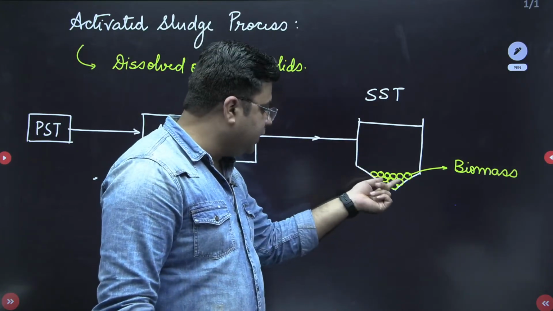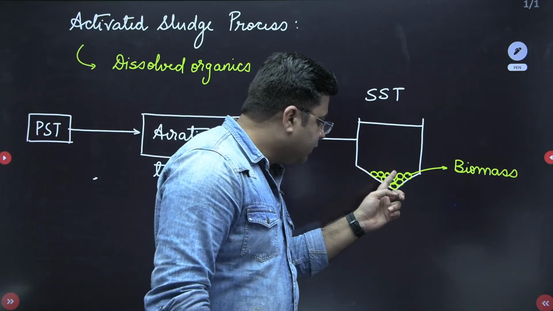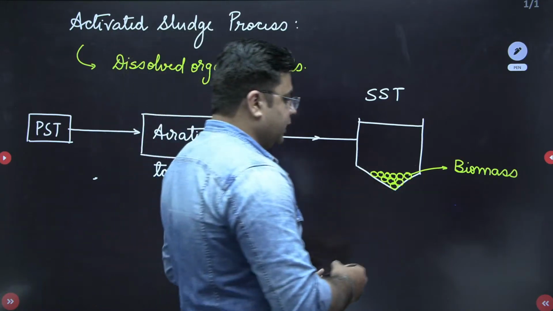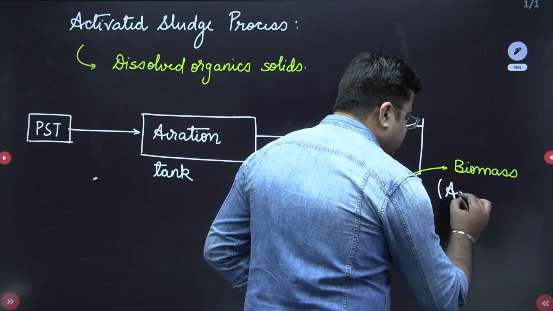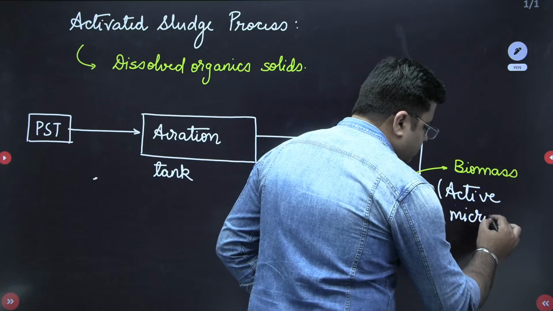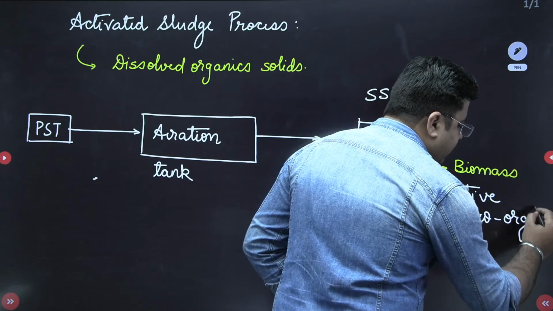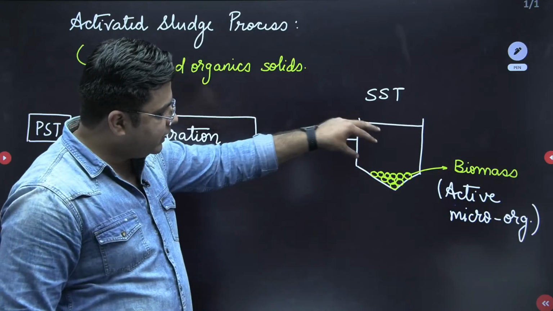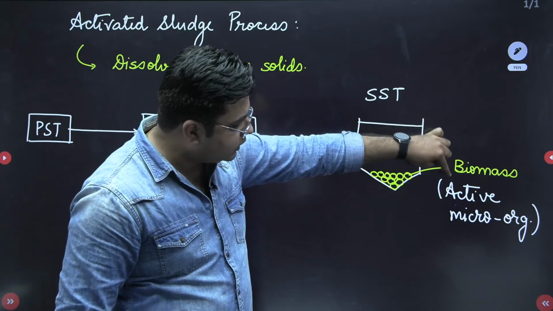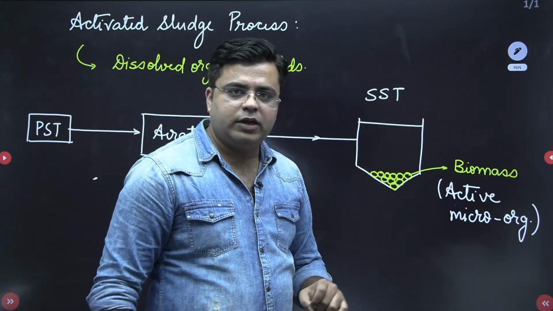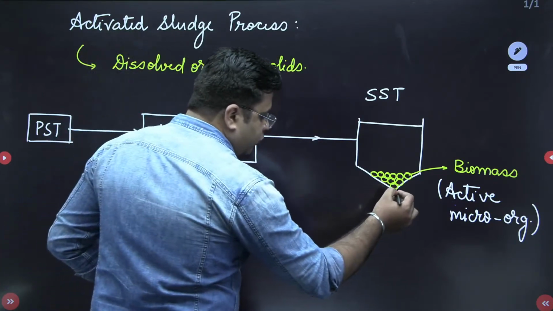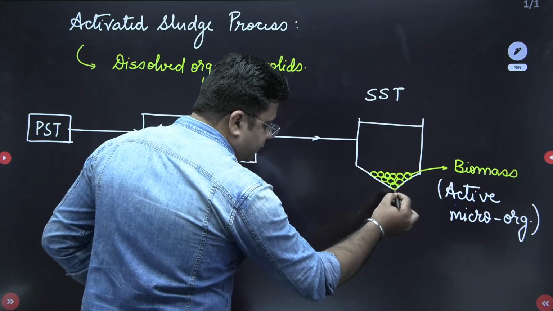Then the biomass produced is settled in the secondary sedimentation tank. Whatever sludge we get from the secondary sedimentation tank is biomass, and this biomass contains active microorganisms. Then this sludge is recirculated back into the aeration tank just to increase the number of microorganisms inside the aeration tank.